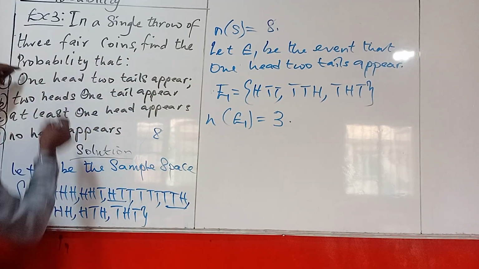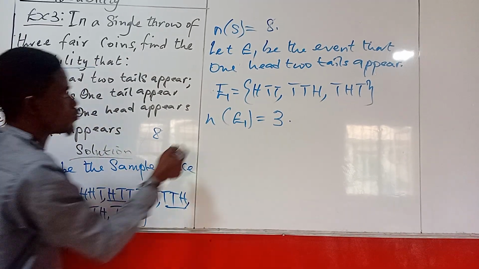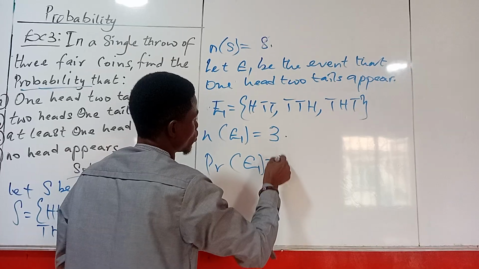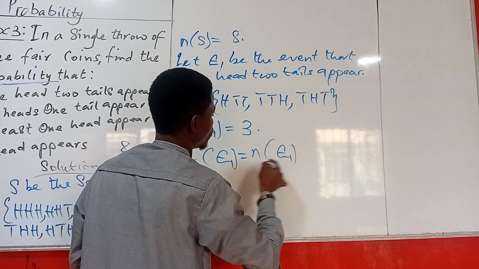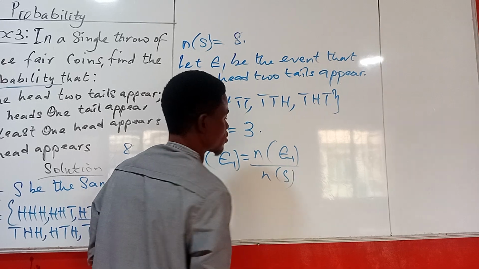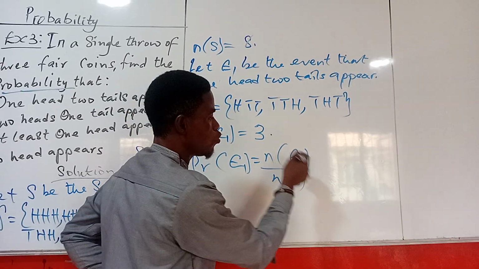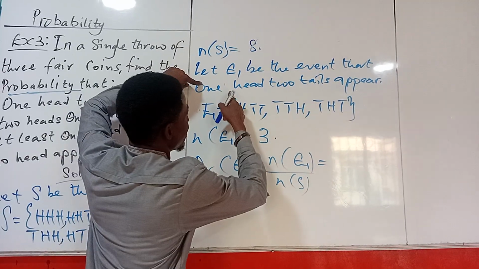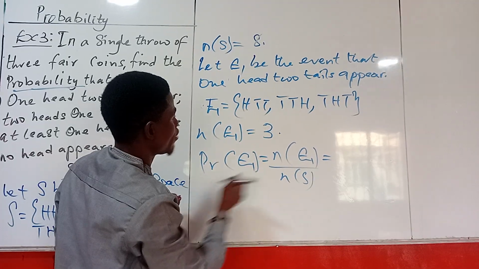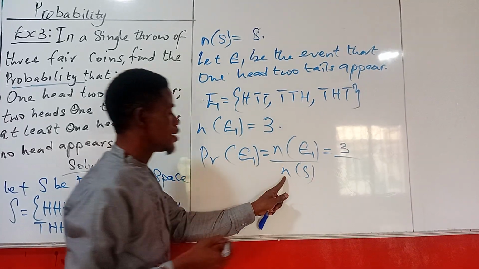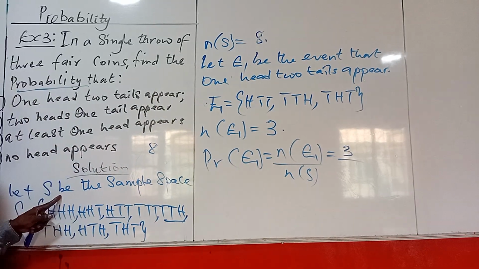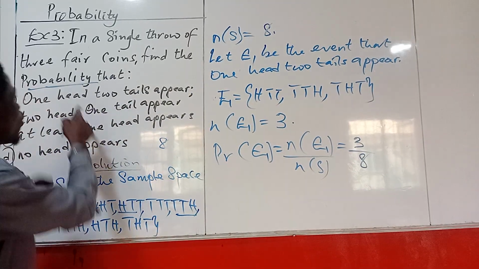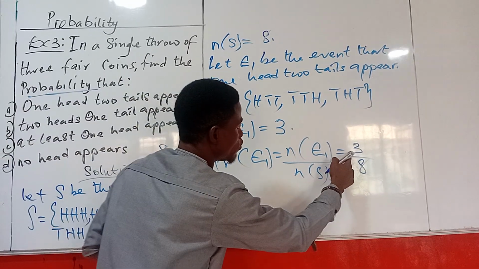Now the question says find the probability. How do you calculate the probability of 1 head and 2 tails? We are going to have P of E1 equals N of E1 divided by N of S. N of E1 means the required outcome, which is 1 head and 2 tails. What is the number? We have it as 3. Then N of S means the possible outcome, which is 8. Therefore, the probability of 1 head, 2 tails is 3 over 8.